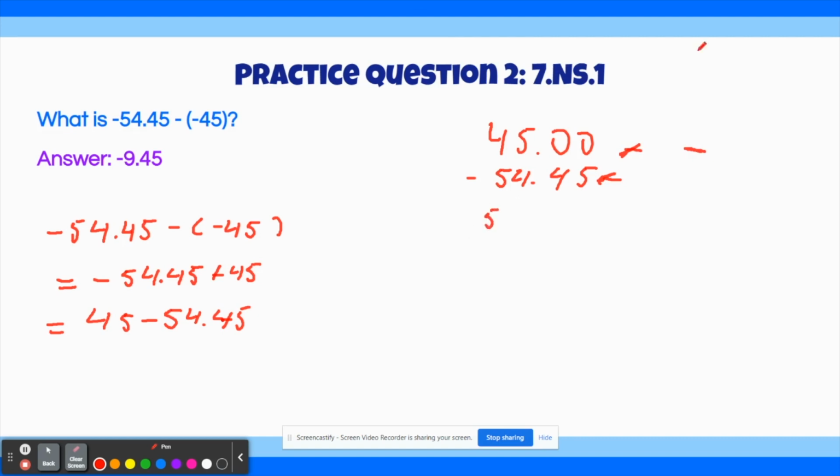So we're going to do 54.45 minus 45.00. And we're going to put a negative sign before our answer because we know the answer to this is going to have to be negative. And now we're just going to normally subtract. 5 minus 0 is 5. 4 minus 0 is 4. And we're going to have to carry over. 14 minus 5 is 9. And we get negative 9.45. So that's our final answer.